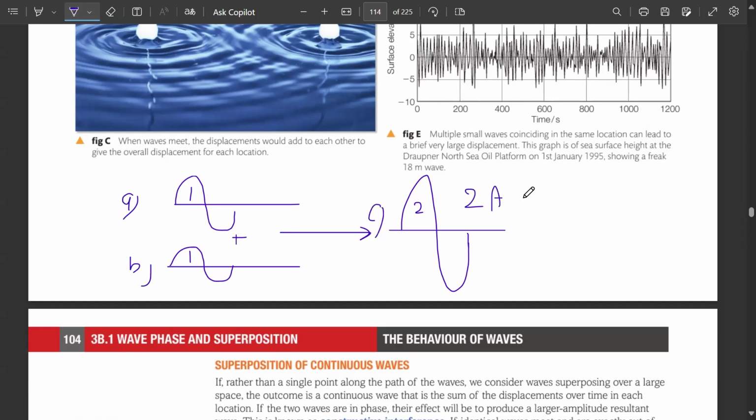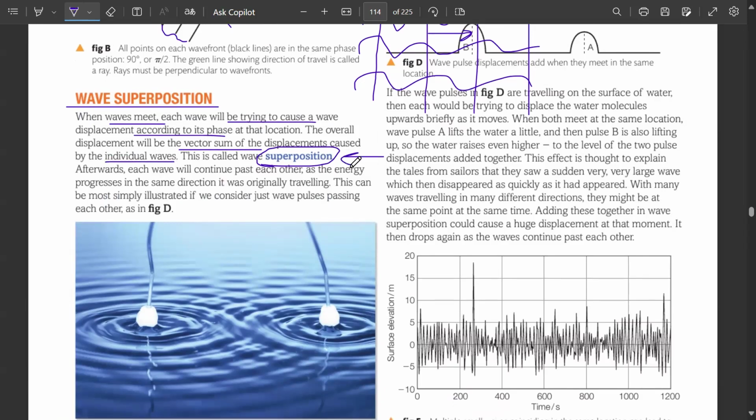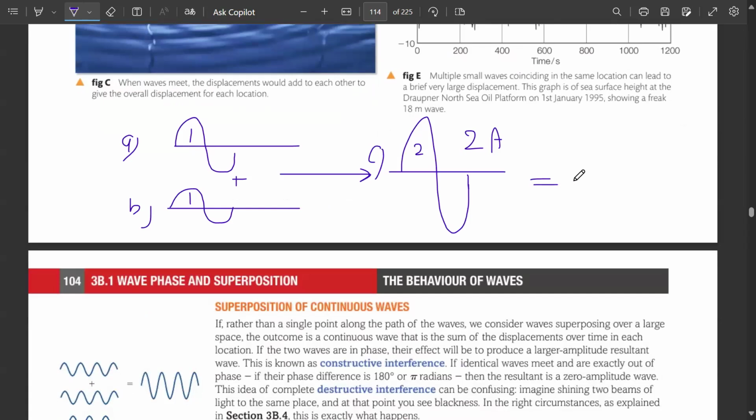Exactly, double. इसको कहते हैं principle of superposition. When waves meet, each will be trying to cause a wave displacement according to its phase at the location, and the overall displacement will be the vector sum of the displacement caused by the individual waves. We call it superposition। कि जब waves meet करेंगी, the resulting displacement would be the sum of the displacements of both of the waves.